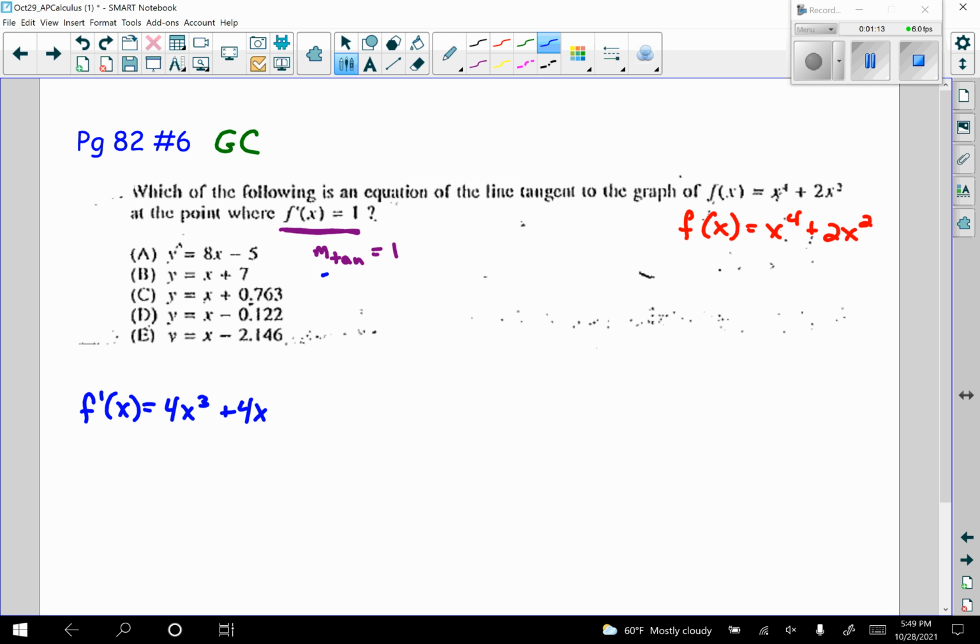Now, kind of going back to this, the slope of the tangent line has to be 1, and these are the equations of the tangent line. So right away, we could rule out A, because look at that slope. We don't want that. We need our slope to be 1. The rest of these slopes are 1. So now what we're going to do is, if this is the slope of the tangent line, we will need to set it equal to 1.